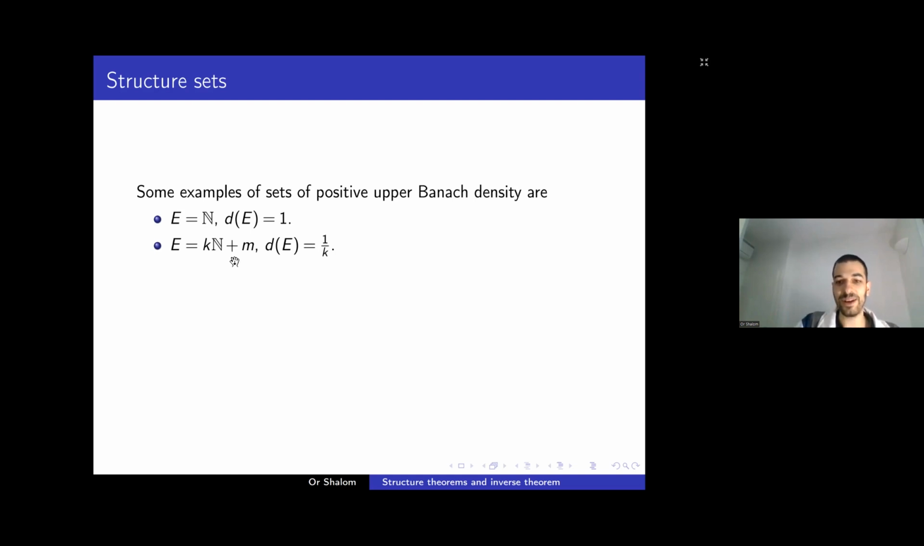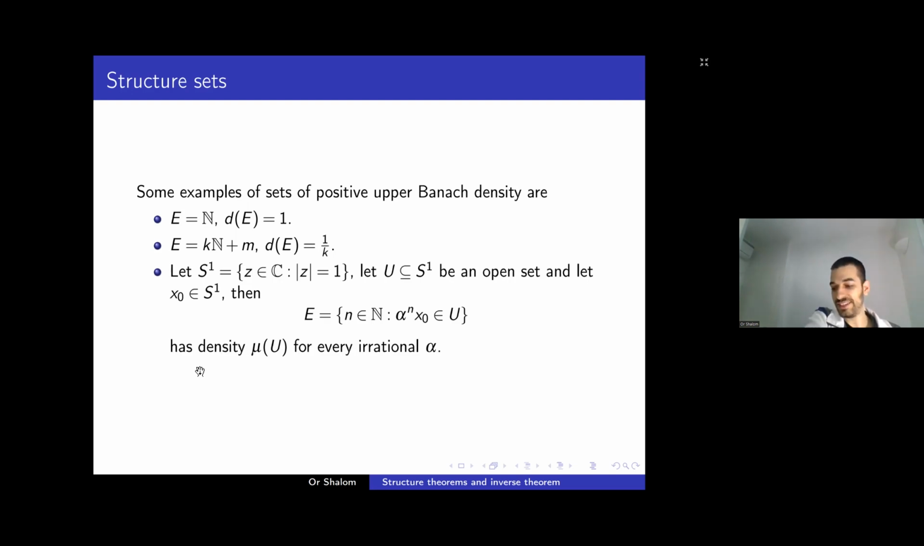So let me give you one more example, which will be very important for this talk, and it's less trivial. You can start by looking at the circle and fixing some open subset of the circle U and some point x0, and then choose an irrational rotation alpha, and each second rotate the point x0 by alpha.